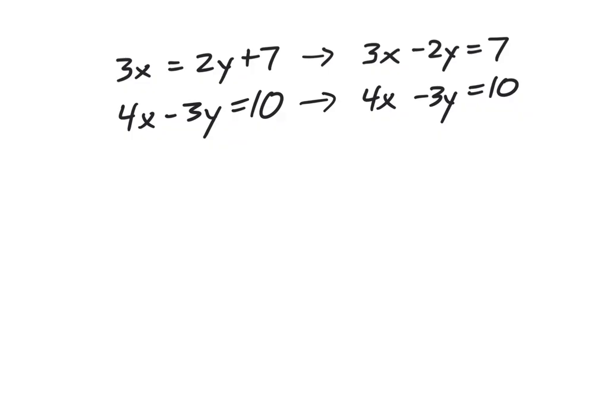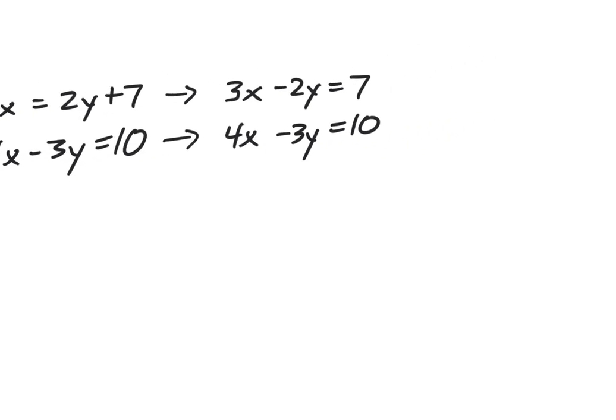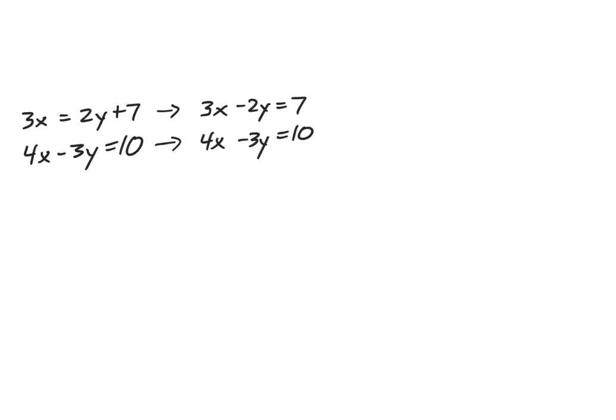Now, not only are we going to make them 6, but we're going to make them opposites as well. Right now, these are both negative. We don't want to have two negatives. We want one to be positive and one to be negative. So here's what I'm going to do to make that happen. I'm going to multiply this one by -3, and I'm going to multiply this one by 2.